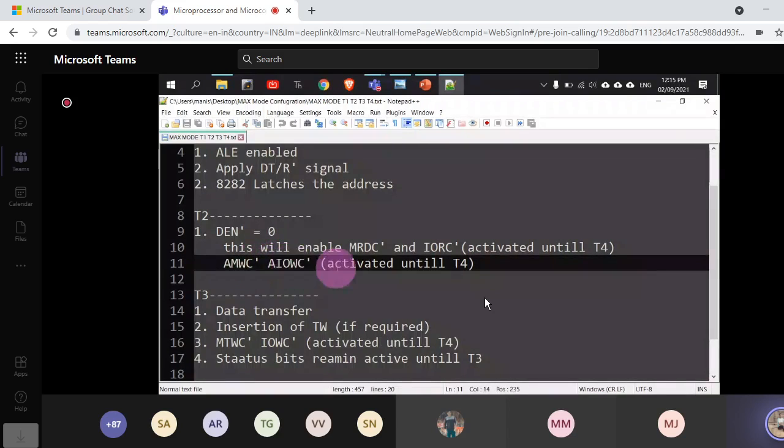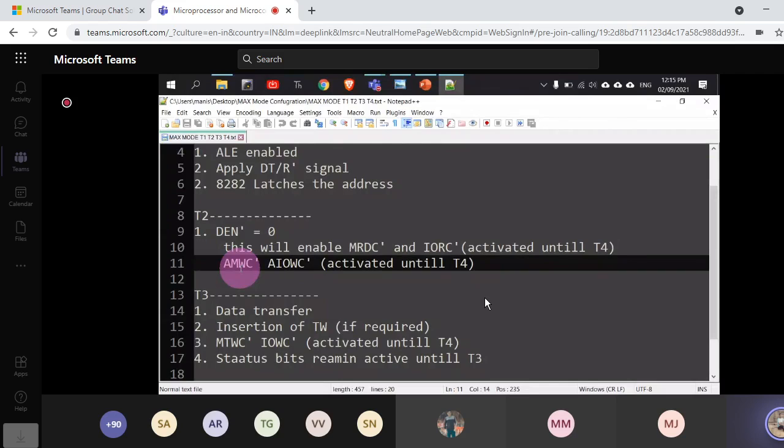What is the difference between the memory read control and advanced memory read control? When we use the word advanced, we are trying to deal with a slower peripheral, right? And what is the difference between a regular memory read operation and an advanced memory read operation? When a slower peripheral is interfaced, it will require some more T states apart from these 4 T states that we are talking about here, right?